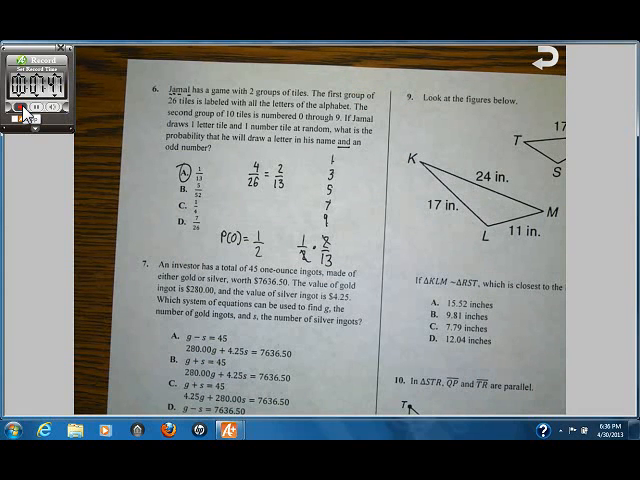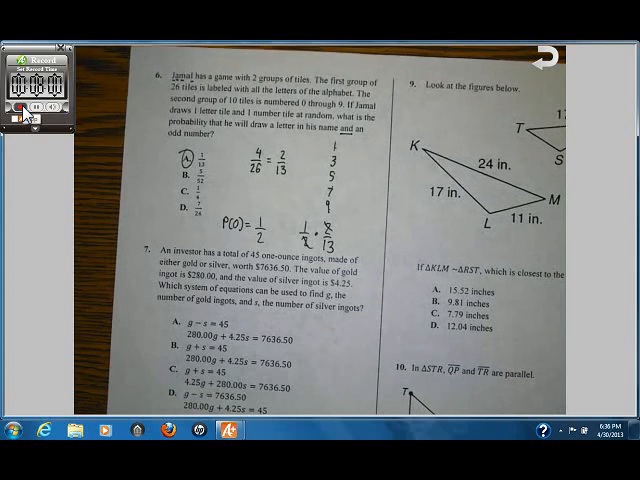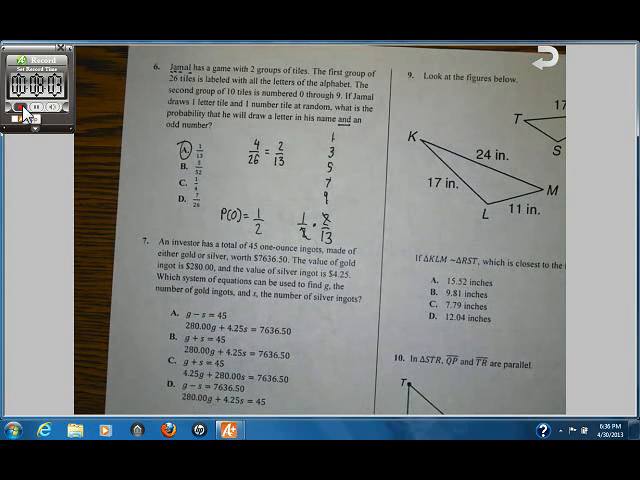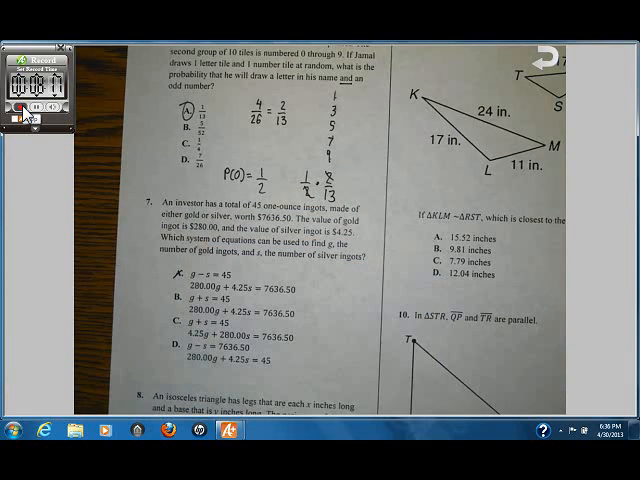The trick was to recognize that Jamal had a repeated A, even though there is only one A in the alphabet set. Okay, an investor has a total of 45 1-ounce ingots made of either gold or silver worth $7,636.50. Gold is 280, silver is 425. Which system can be used to solve the situation? Okay, A is clearly wrong because you are not subtracting the amount of gold from the amount of silver, and so that eliminates A and D.